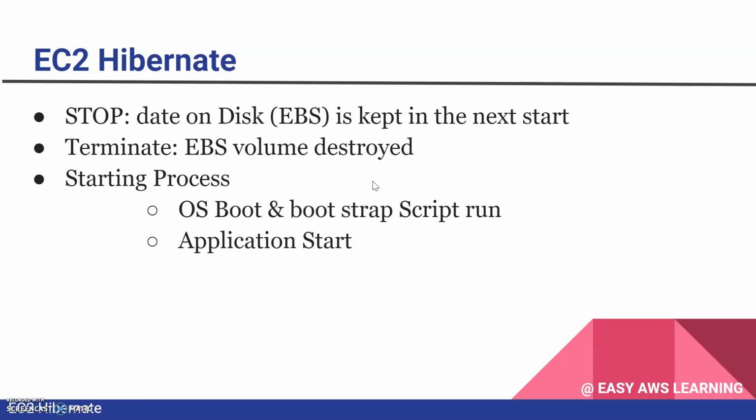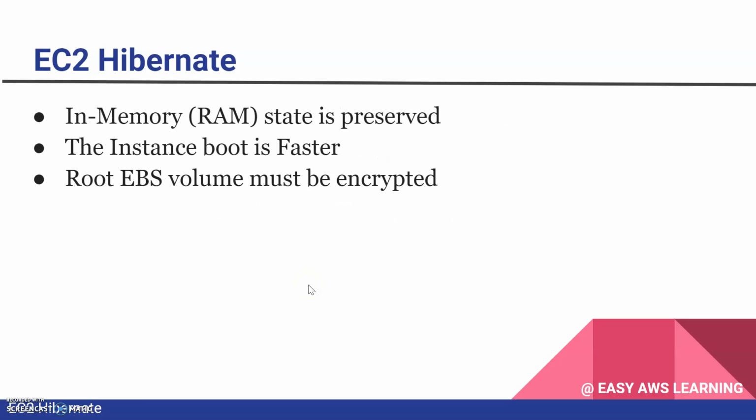So EC2 Hibernate. What we learned until now is that an EC2 instance can be stopped or terminated. A stopped instance keeps the data on the EBS disk, and it will start the next time with that state. Terminate destroys your EBS root volume and completely removes your configuration. The start process boots your system, runs your bootstrap script, and after that starts your application. So this is the process of termination.